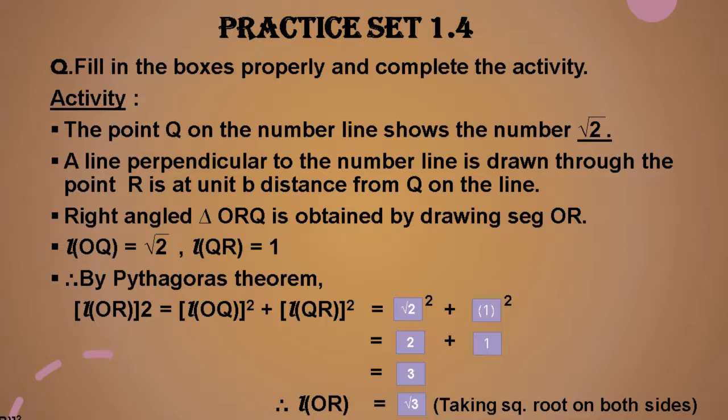Then next box, square of root 2 is 2 and square of 1 is 1. 2 plus 1 becomes 3. Therefore, length of OR is equal to root 3. Draw an arc with center O and radius OR. Mark the point of intersection of the line and the arc as C. The point C shows the number root 3.